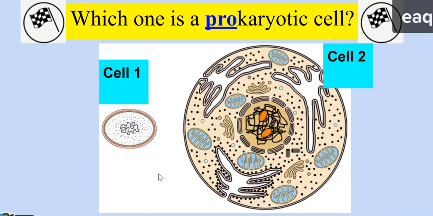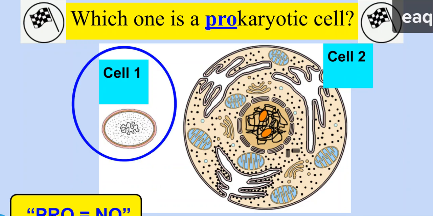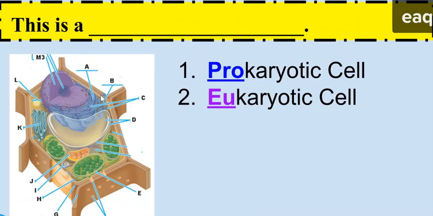So, take a look at this picture. Tell me, which one of these cells is a prokaryotic cell? If you answered cell number 1, you are correct. That cell is small and simple. That is a prokaryotic cell. Take a look at this cell. Is it prokaryotic or eukaryotic? If you answered eukaryotic, you are correct. I know it's eukaryotic because I can see a nucleus up here, that dark spot.